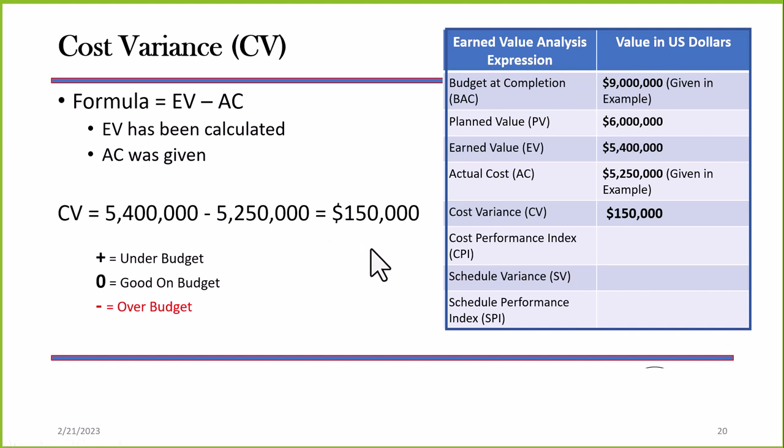Now, if it's a plus number, then we are under budget. Zero, of course, would be on budget, and a negative number would be over budget. So we're in good standing here. We are under budget at this point in time, $5.25 million versus the 5.4 earned value. So we're in good shape right now.